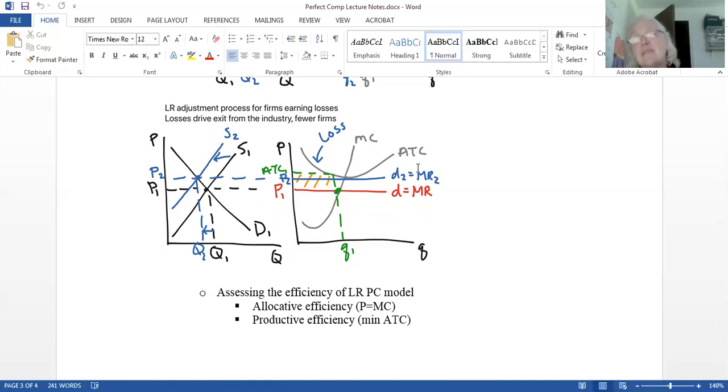All right. Last thing I want to talk about is in the long run, how do we know that perfectly competitive markets are efficient? Because one of the things I said when I introduced the market structures, go back and visit that lecture if you need to, was that perfectly competitive markets are our best example in terms of efficiency. They're our most efficient form of markets. Well, what do we mean by efficiency?